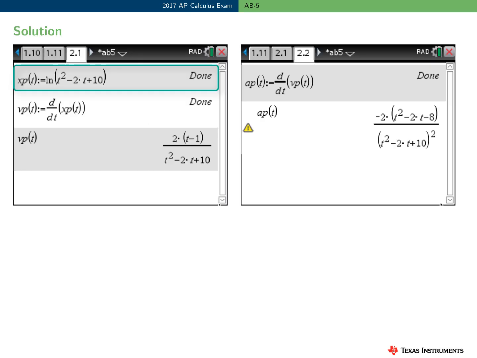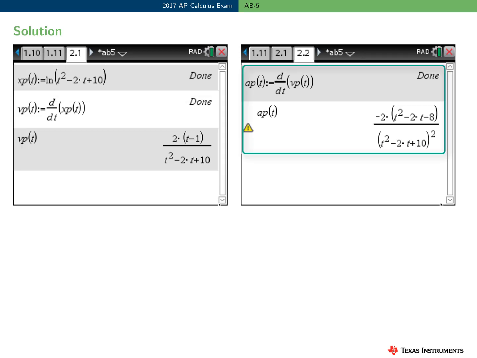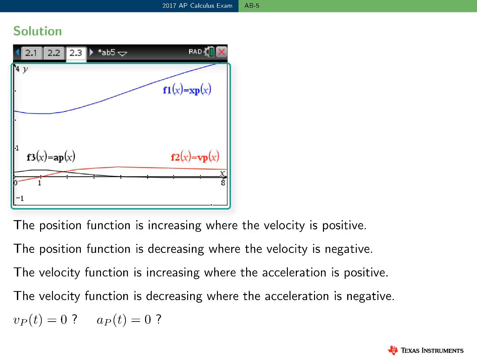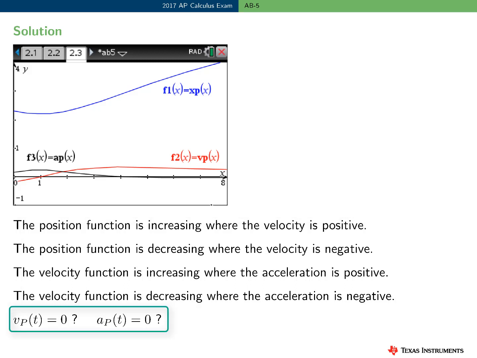Using technology, here's how I defined the position function for particle p, and then I found and defined the velocity function for particle p, and then I found and defined the acceleration function for particle p. Here are the graphs of these three functions in the same viewing window. And here are some observations concerning the relationships among the three graphs. You might also try to describe the relationships when the velocity is 0 and when the acceleration is 0.